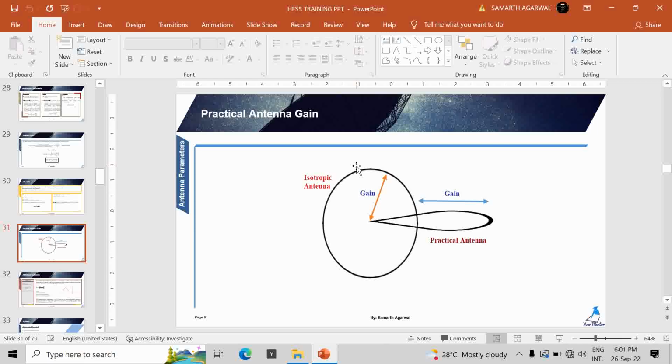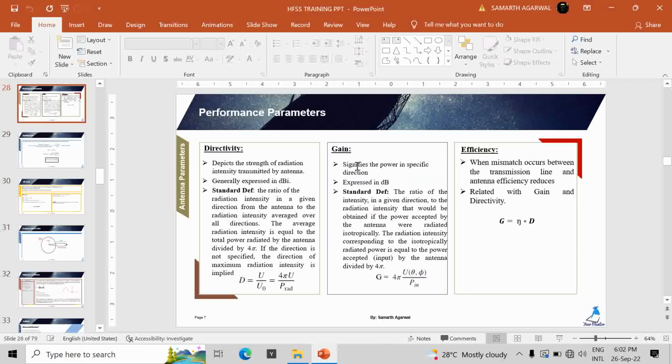If you remember the definition of directivity or gain, it is the ratio of the radiation intensity in a given direction to the average radiation intensity over all directions.